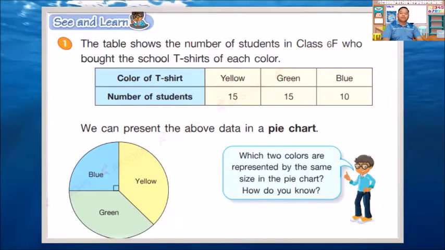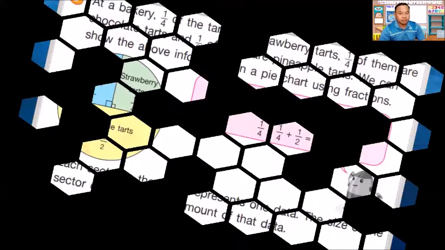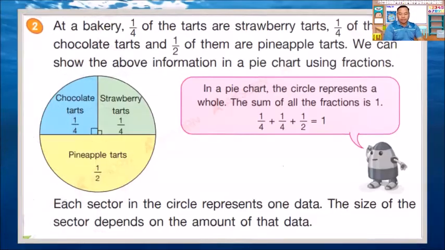Okay. Next, problem number two. At a bakery, 1/4 of the tarts are strawberry tarts. 1/4 of them are chocolate tarts. And 1/2 of them are pineapple tarts. So we can represent or show the above information in a pie chart using fractions.